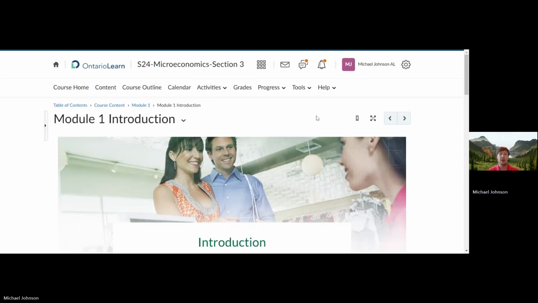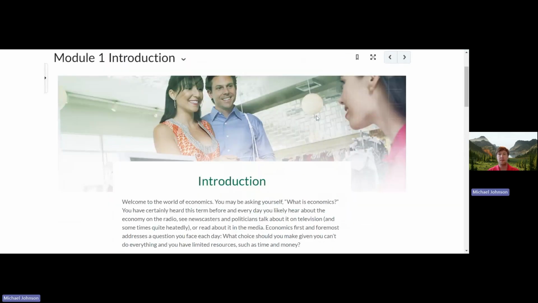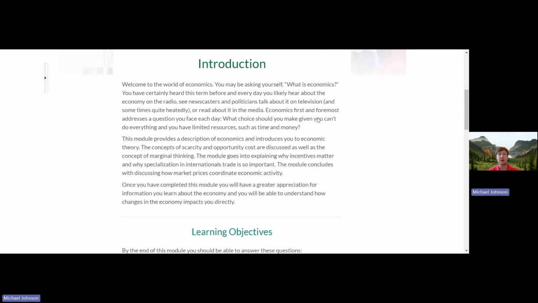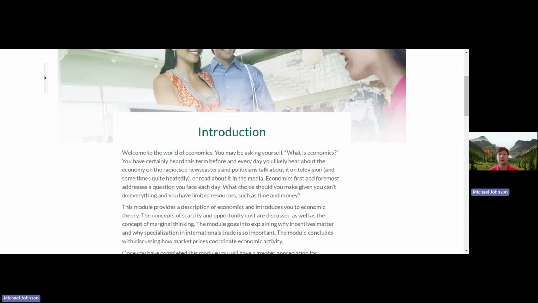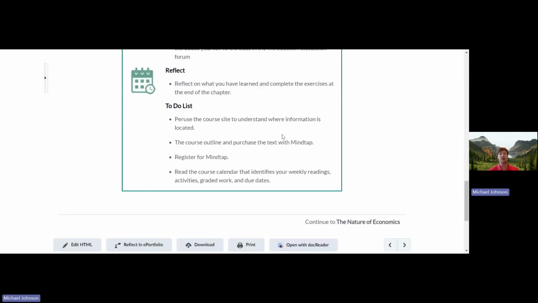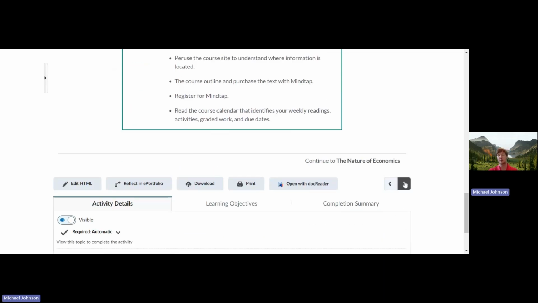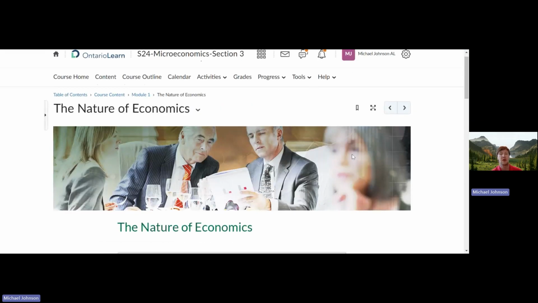So for microeconomics, you want to go through this module 1. So read through this and make sure you do all the activities. So that's key to learning this. So make sure to do all these activities.